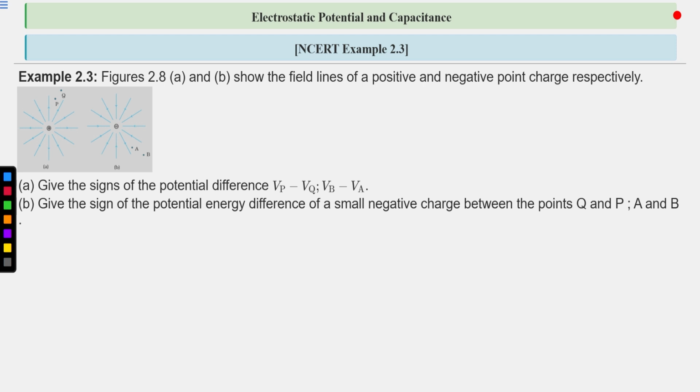Now, we are taking the test charge as negative. By default, we took the test charge as positive. Now, the test charge, we are taking as negative charge. What is the potential energy difference from point Q to P and from point A to B?